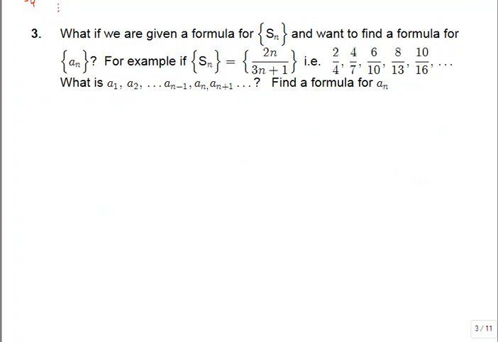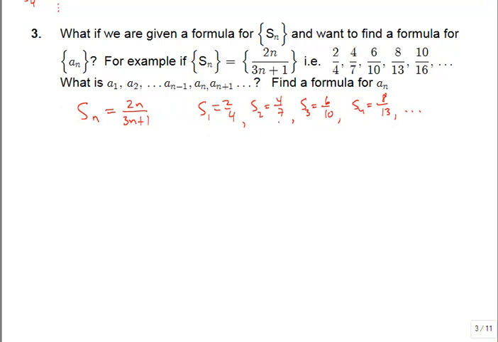Now, what if we were given a formula for this nth partial sum already, and we wanted to go backwards to figure out what the formula for the individual terms in the sequence a sub n were. So for example, suppose that we were told that s sub n was 2n over 3n plus 1. If you were to plug in different values, you would see that s sub 1 is 2/4, s sub 2 is 4/7, s sub 3 is 6/10, s sub 4 is 8/13, and so on. Okay, we've already done this example earlier.